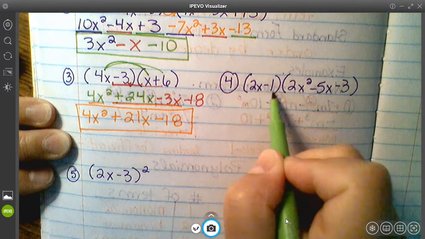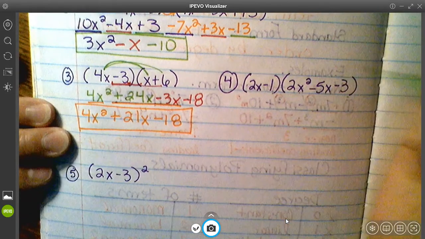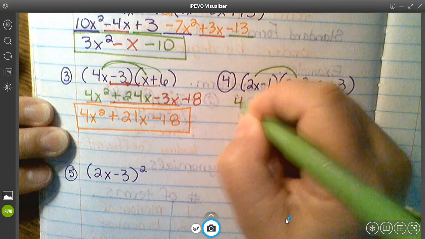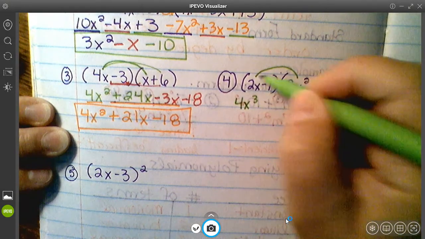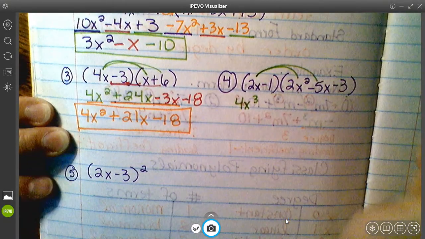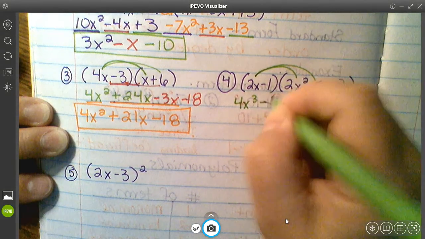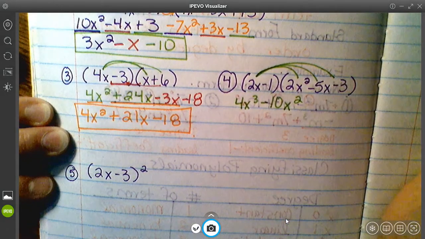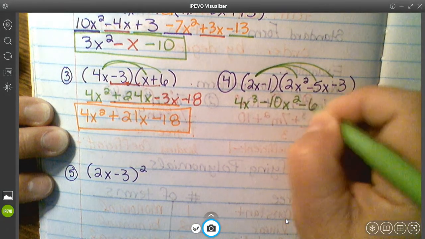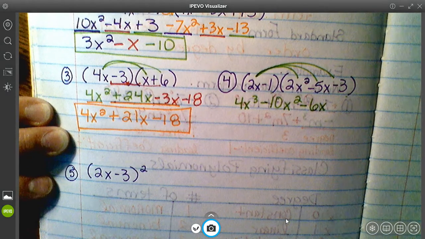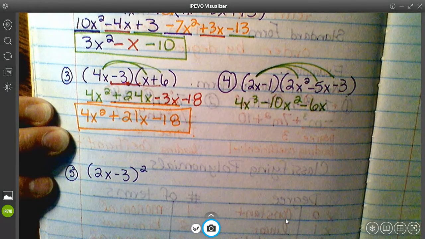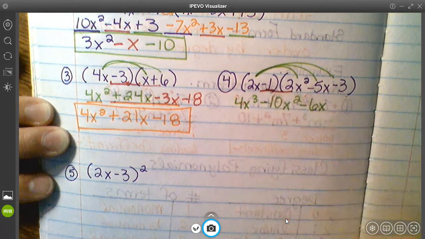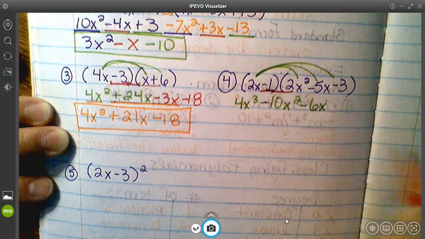Okay, here I have a binomial times a trinomial. And again, I'm just distributing. 2x times 2x squared, 4x to the third. 2x times a negative 5x is a negative 10x squared. 2x times the negative 3 is a negative 6x. Then I'm going to take my negative 1 here and do the same thing. Negative 1 times 2x squared is a negative 2x squared.